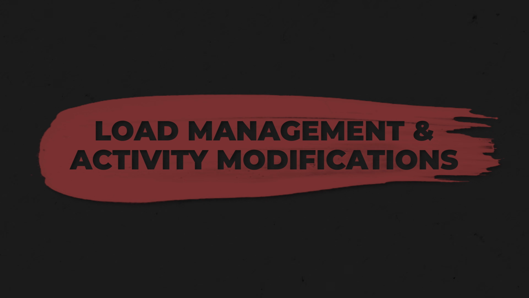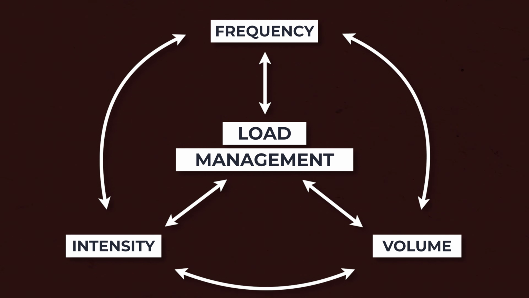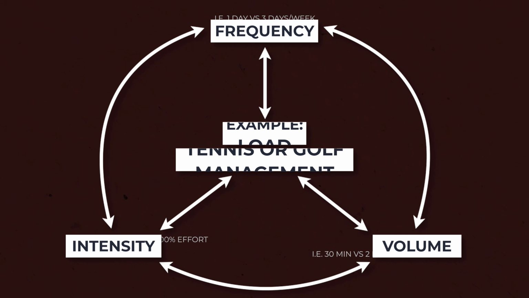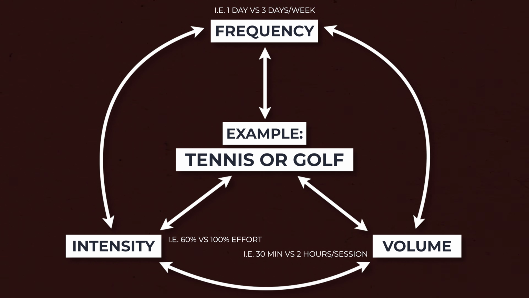Load management and activity modifications. Consider manipulating the intensity, volume, and/or frequency of your desired activity so that you are able to make it more tolerable. For example, if you enjoy playing tennis or golf, you may need to reduce how often or how much you play. In some cases, especially with higher levels of irritability, you may even need to temporarily stop activity and reintroduce it later as irritability improves. But this does not mean stop everything. You may consider substituting it for other forms of activity such as biking, running, resistance training, etc.